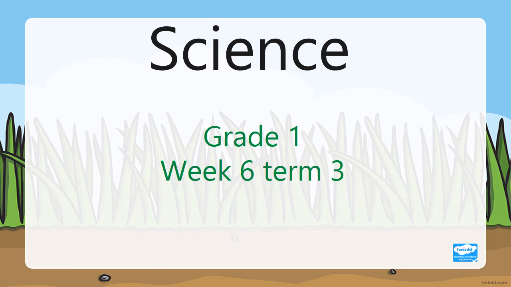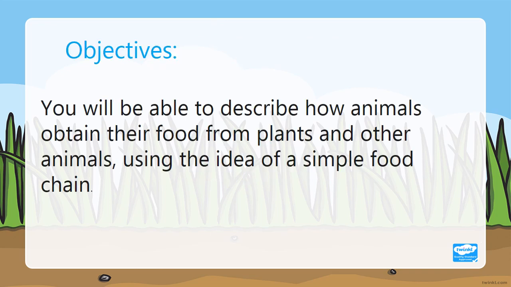Today, we have something new to learn. Let's start. What is this? Objectives. At the end of the session, you will be able to describe how animals obtain their food from plants and other animals using the idea of a simple food chain.